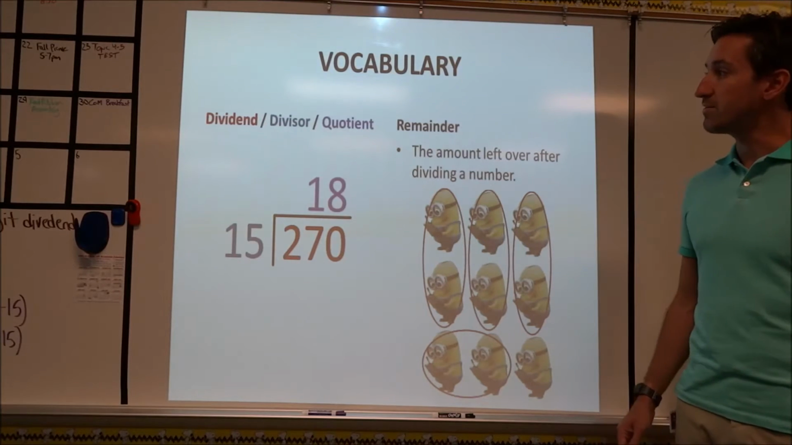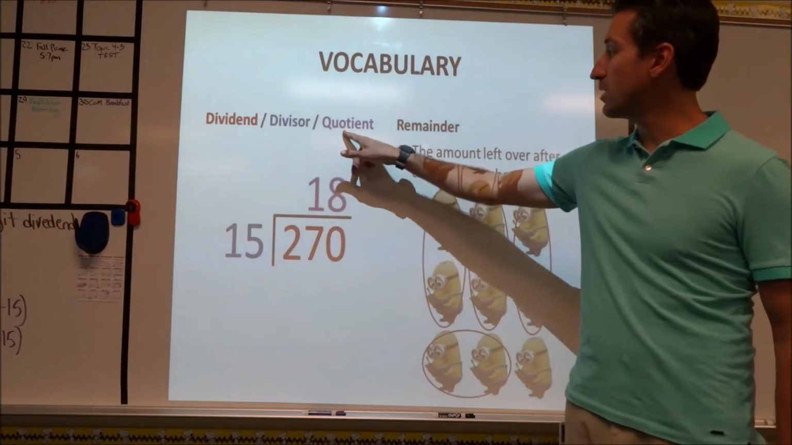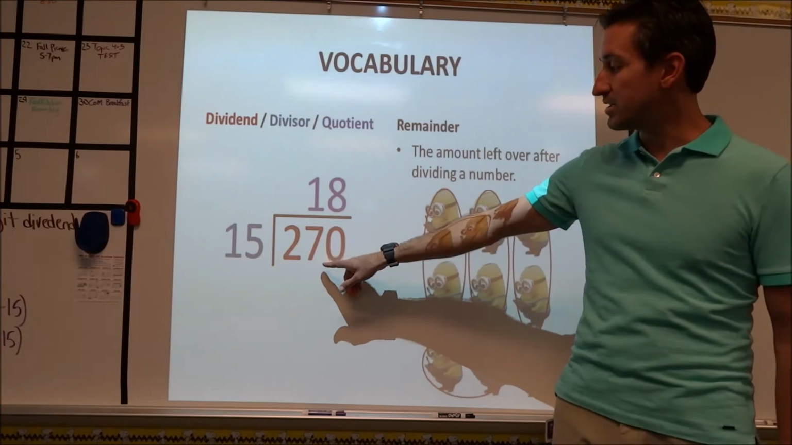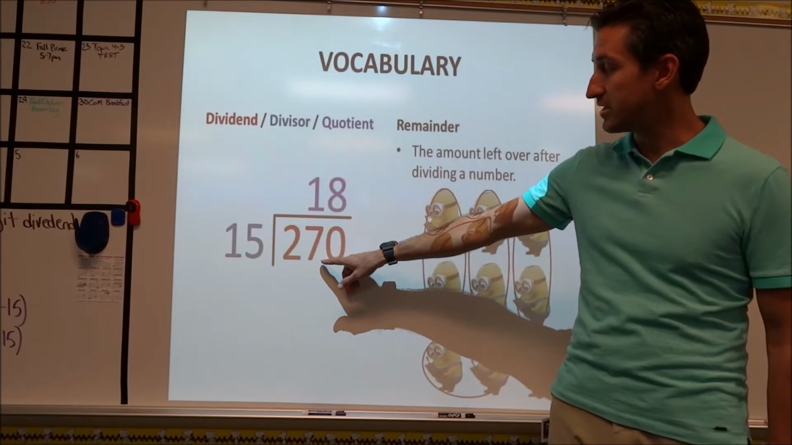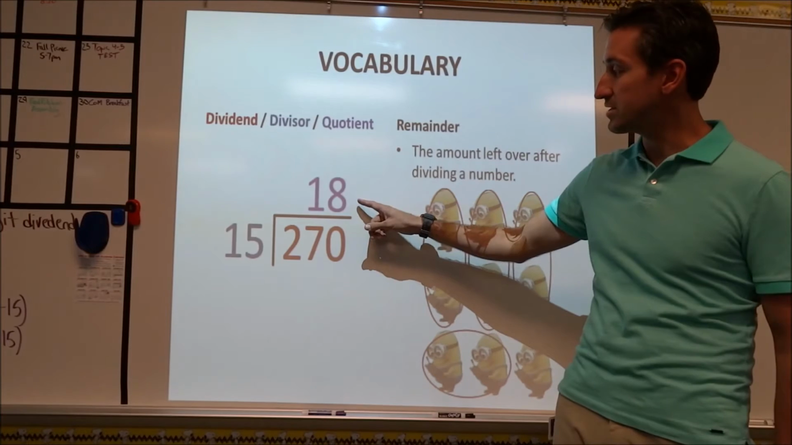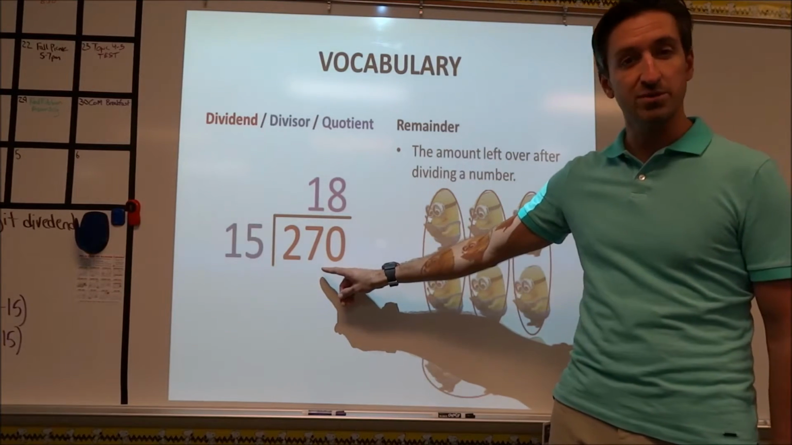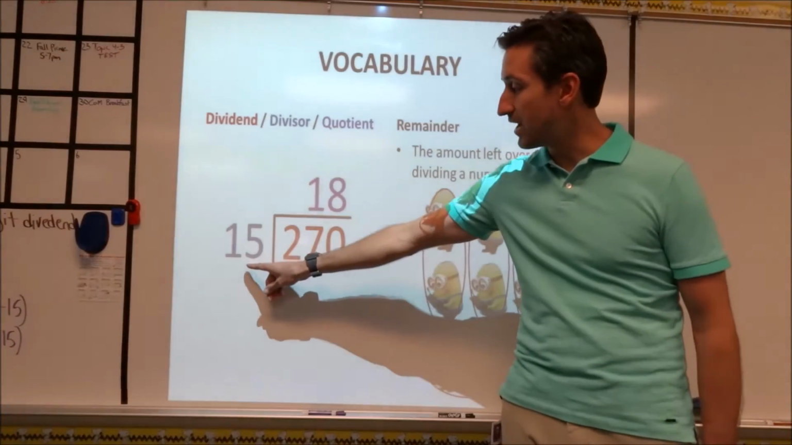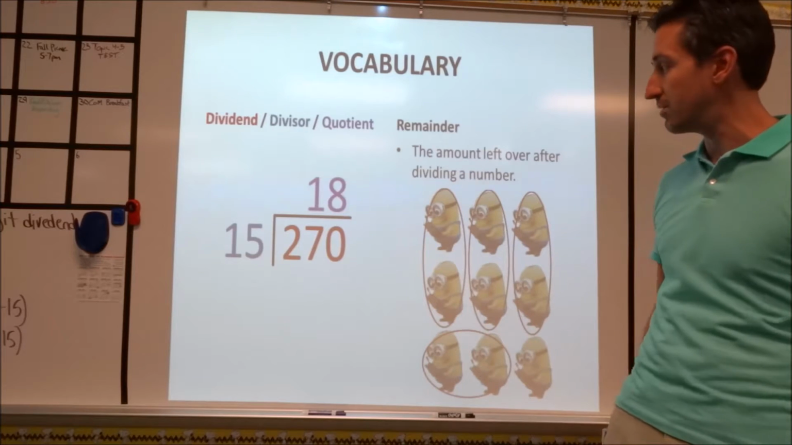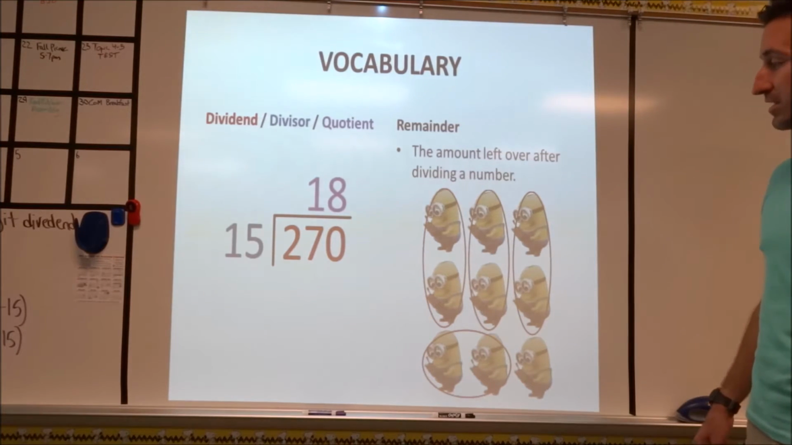Some vocabulary for division is dividend, divisor, quotient, and remainder. The dividend in this problem is 270. The divisor is 15, and the quotient is 18. So the dividend is the first number, the number that you're dividing. The divisor is the number that you're dividing by, and the quotient is the answer to your division problem. A remainder is the amount that's left over after dividing a number.